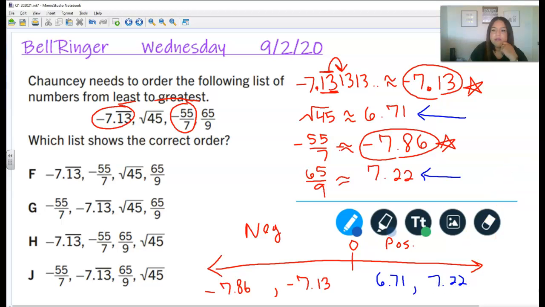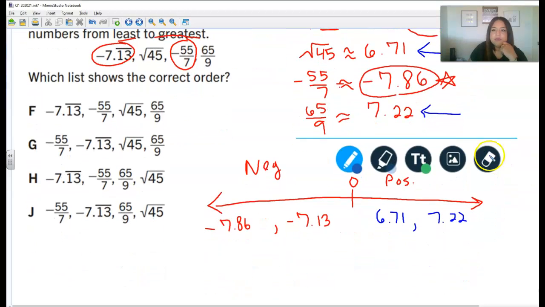So pretty much I have them in order because my number line does it for me, right? Farthest on the left is the least, and farthest on the right is the greatest. And my question said least to greatest. So all that I need to do is now put them back into the original form that they were.